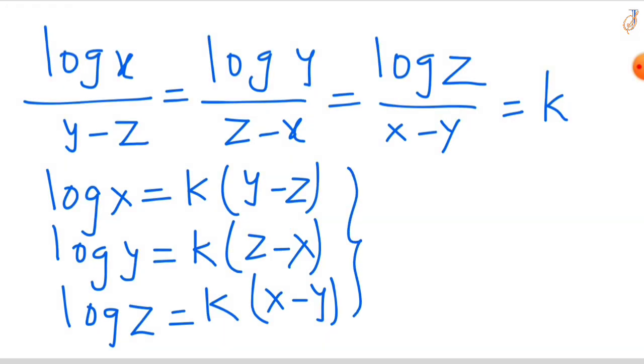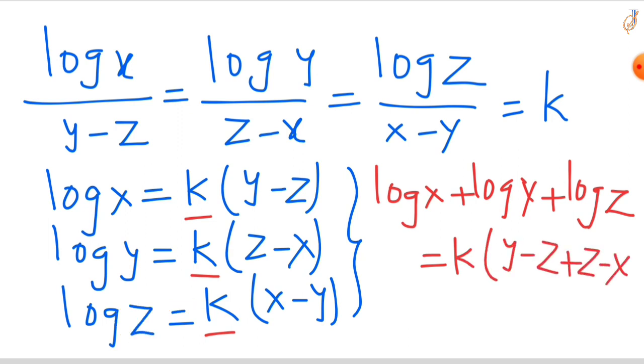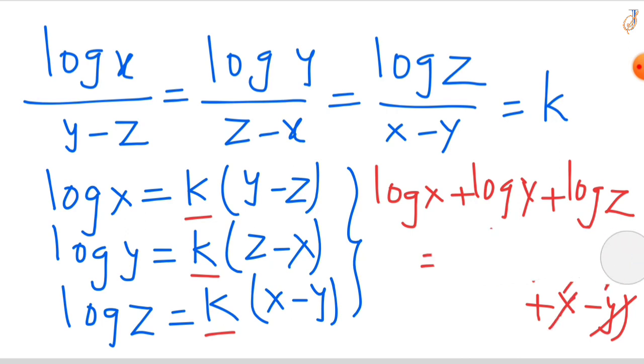If you add all these three equations, then you will get log x plus log y plus log z is equal to, in the three terms we have k as common. So k, take it as common, then you are left with y minus z plus z minus x plus x minus y. Here plus y, minus z plus z, minus x plus x, minus y all get cancelled. So the right hand side becomes 0.